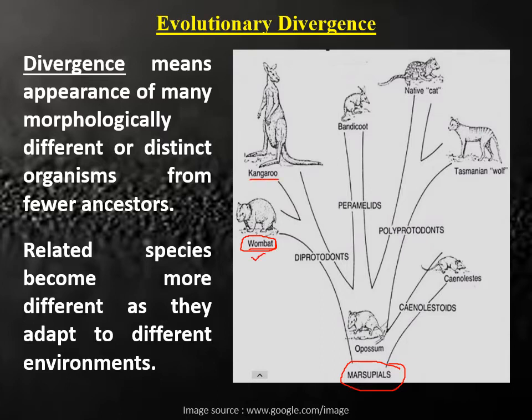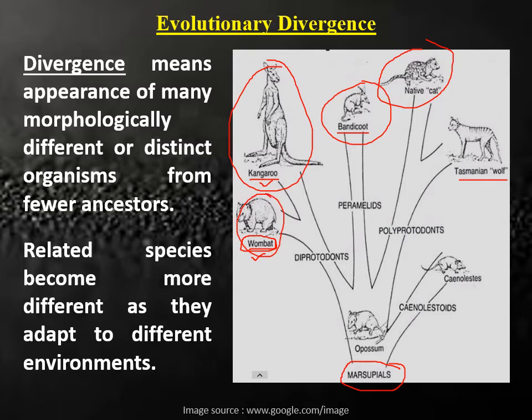So in some places, in some different ecological condition, it produces the wombat. In another ecological condition, it will produce the kangaroo. Here it is the bandicoot, native cat, Tasmanian wolf. So whenever the same ancestral groups are situated in different ecological conditions, they have different environmental problems, and they solve those problems in their own way, thereby producing different morphological characters. So from the same ancestor, with time different morphological characters appear, and thereby different taxonomic levels of organisms appear, which is called evolutionary divergence. That means divergence of character, divergence of forms appeared with time.